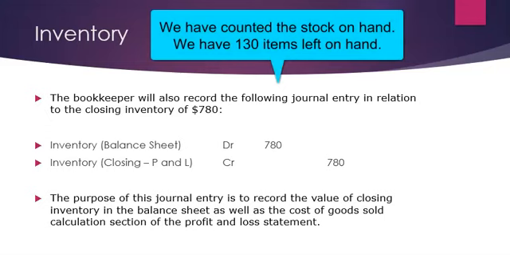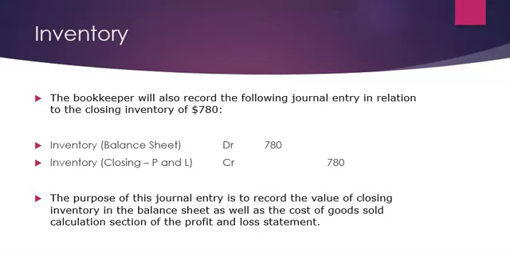The second journal will record the following in terms of the closing inventory. Remember, we had 130 items on hand and they were $6 each, so that's $780. We're going to debit inventory in the balance sheet, $780, and credit closing inventory, which is an account in the profit and loss, for $780. Now the purpose of this journal entry is to record the value of closing inventory in the balance sheet as well as the cost of goods sold section in the profit and loss statement.